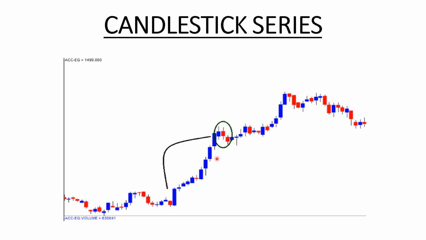So generally, whenever an indecisive candle like a spinning top is formed, you should wait and look at what direction the market will continue. Either the trend will continue, or the trend will break. You should wait for a while and then you should take your trade.